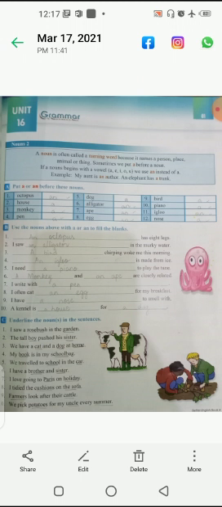Now, exercise C. Underline the nouns in the sentences. We have to just underline the nouns. I saw a rose bush in the garden. So, we will underline rose bush and garden. The tall boy pushed his sister. In this sentence, we have two nouns, boy and sister. We have a cat and a dog at home. Cat, dog, home. We have three nouns in this sentence.